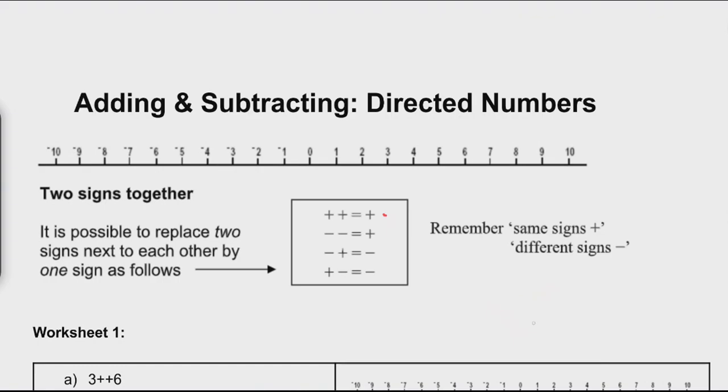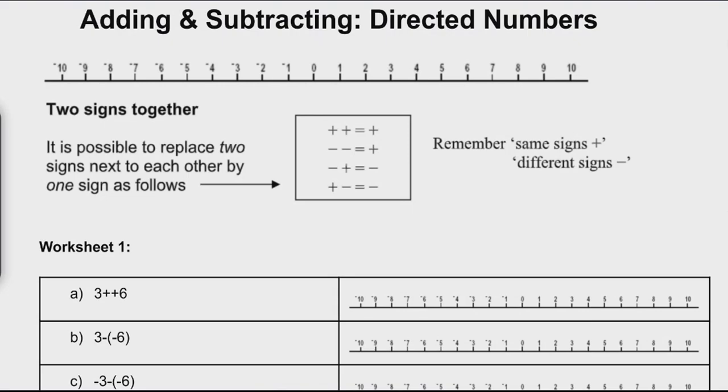Okay, so to put this theory into practice, let's have a look at some questions. The first one is 3 plus minus 6. The first thing we want to do is think about what the two signs next to each other become. In this case, we've got a plus and a minus. So if we look at our table above, a plus and a minus become a minus. So we can write that as 3 minus 6.